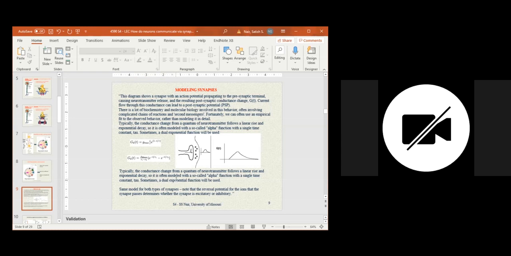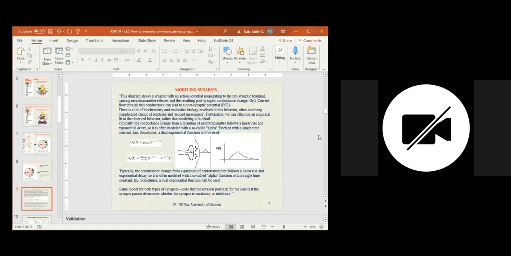Okay. And then a synapse should also have a reversal potential. Typically for AMPA synapses, the reversal potential is 0. And for NMDA synapses also it's 0.